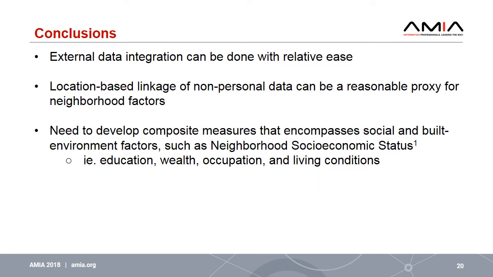Through all of this work, we've found that external data integration can be done with relative ease. Location-based linkage of non-personal data can be a reasonable proxy for neighborhood factors, especially knowing that individual level social determinants of health aren't collected regularly. And there's a need to develop composite measures that encompass social and built environment factors, such as one called the neighborhood socioeconomic status, which incorporates education, wealth, occupation, and living conditions.